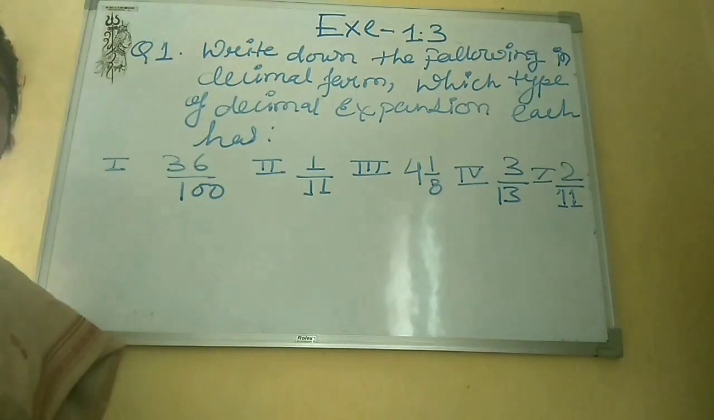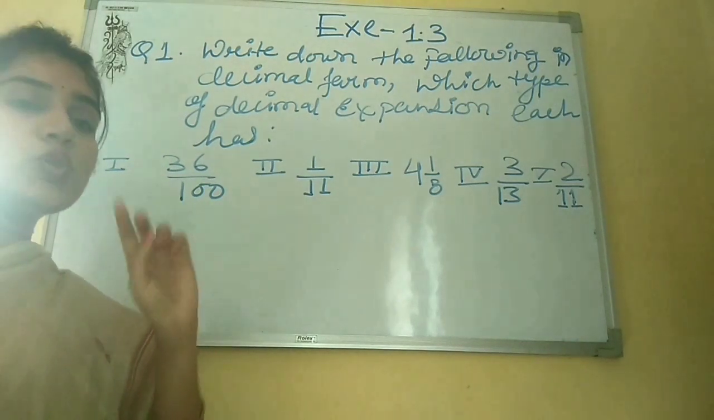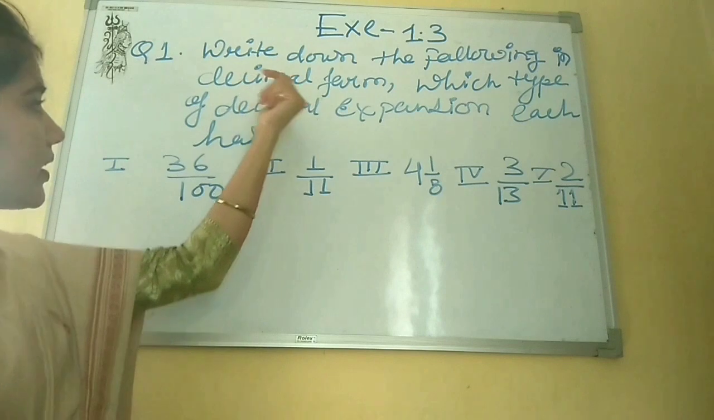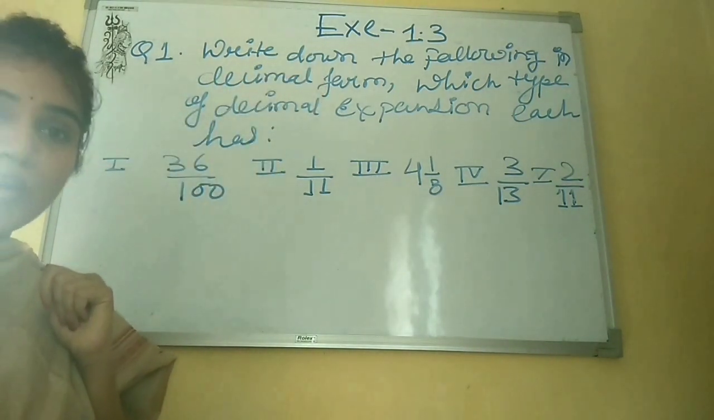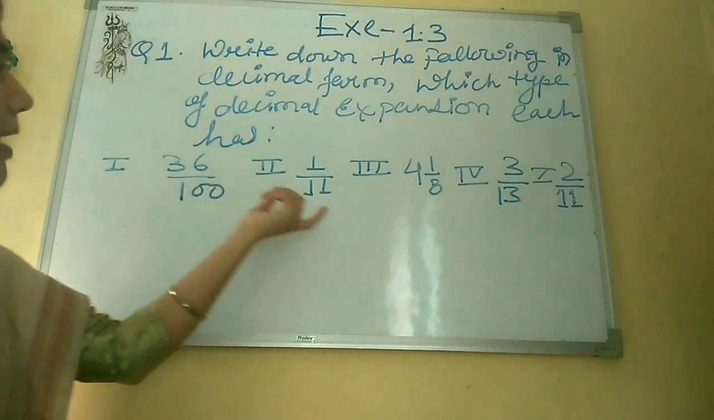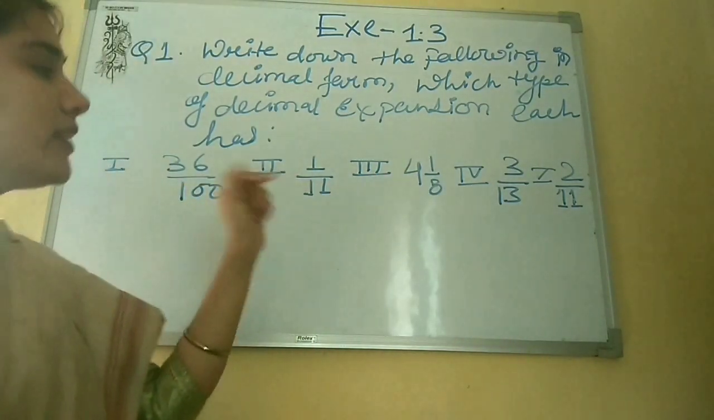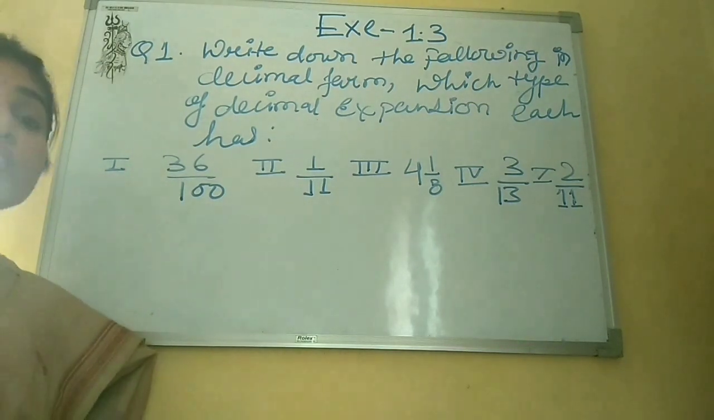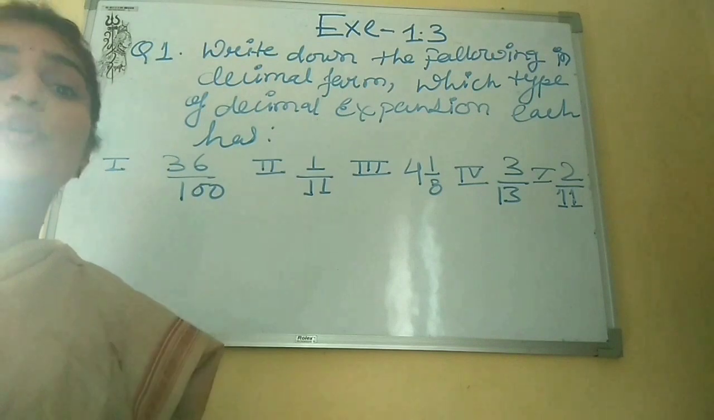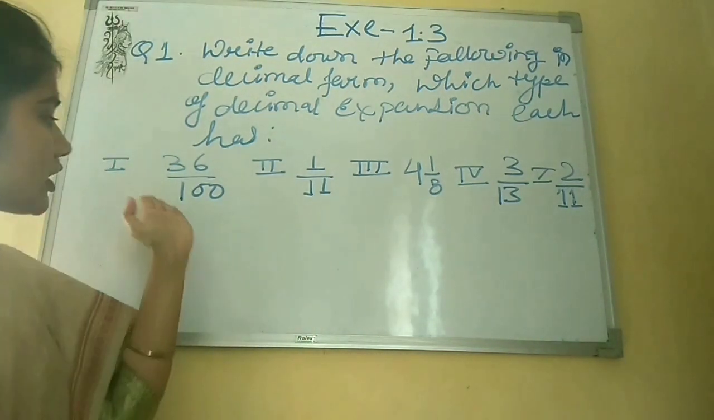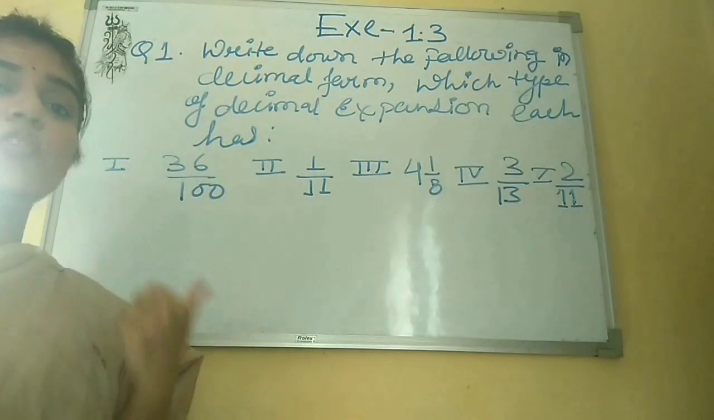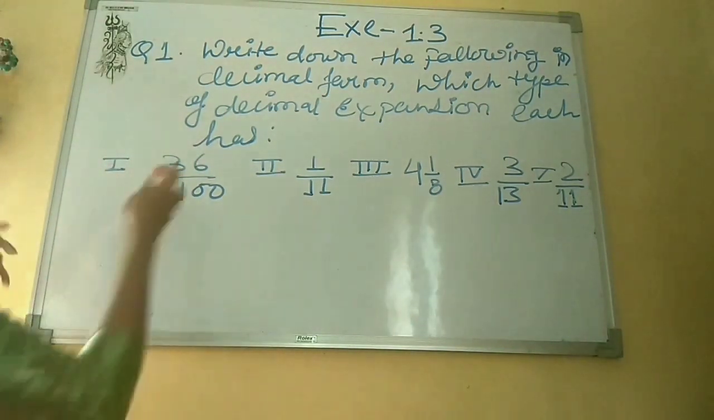In rational numbers we know that the first two types, terminating and non-terminating recurring decimals, come in rational number form, and the third type is irrational number. So you are seeing the pattern of this question. These all are in the form of p by q, which means it is in the form of a fraction. So all these numbers are rational numbers, so either the expansion will be terminating or non-terminating recurring. So let's see the question.